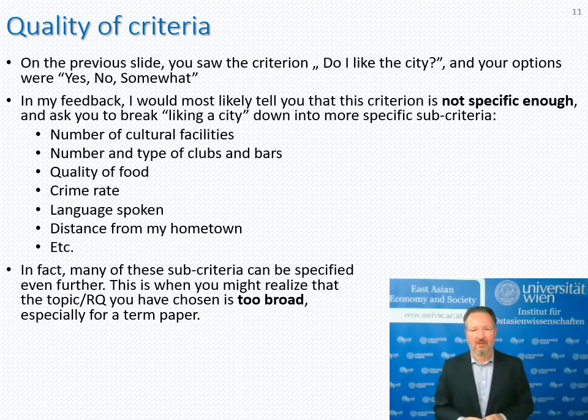In some cases, some of these sub-criteria are still too broad. They might be specified even further. And this is when you actually realize, when you draw up your final analytical framework and then see the huge amount of specific criteria, that you might perhaps have to go back to square one and adjust your topic to make it more narrow, because otherwise you will end up writing a book rather than a master's thesis or a term paper.